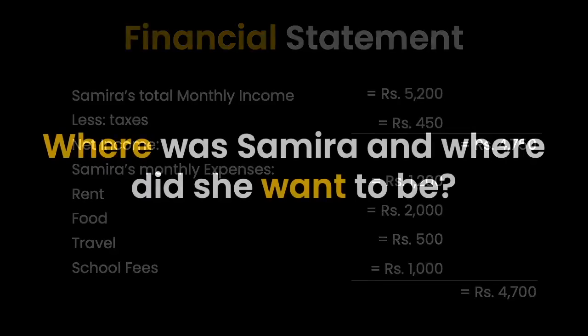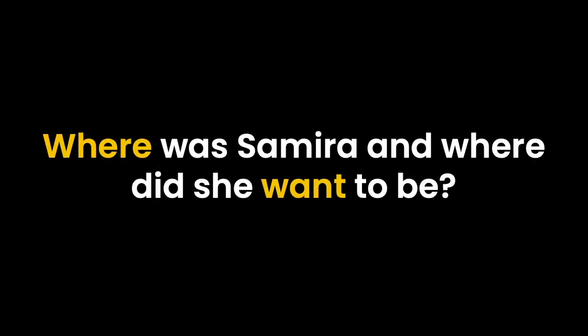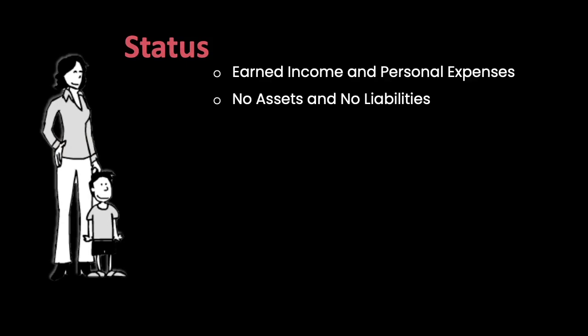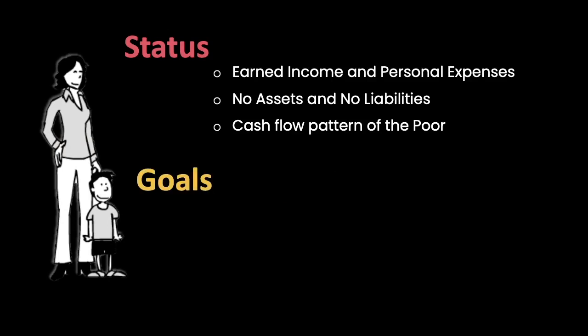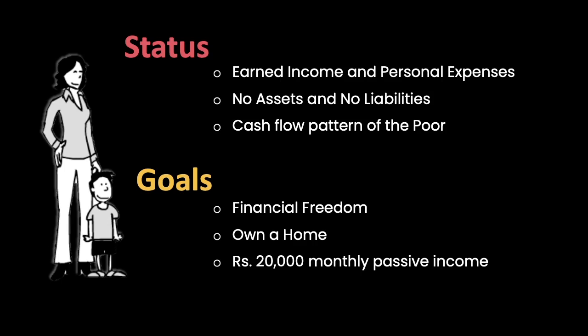Now, where was Samira and where did she want to be? Samira's money flowed in through her income column and out through her expenses. She had no liabilities and no assets. Samira had the cash flow pattern of the poor. Samira wanted the ultimate goal of financial freedom, to have her passive income meet her expenses. She wanted to own a home someday, but she wanted right now to have a life free from the stress of not having enough money. She felt that 20,000 rupees of passive income was more than she would ever need.